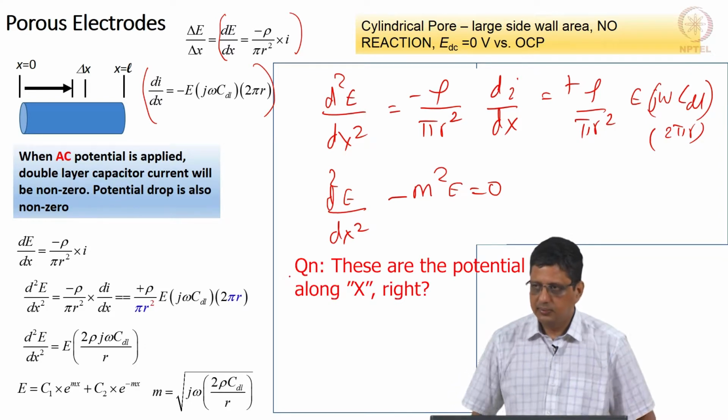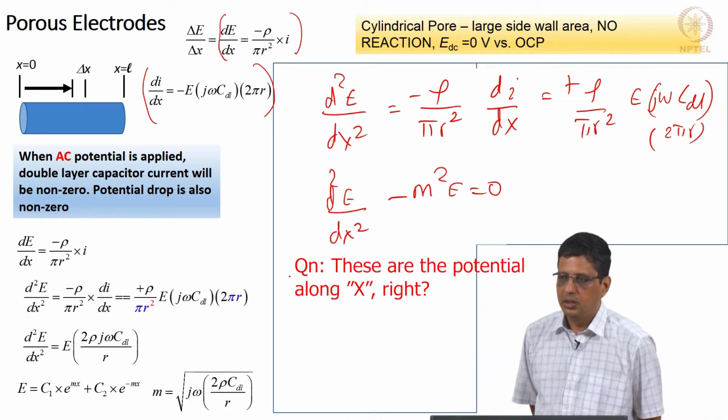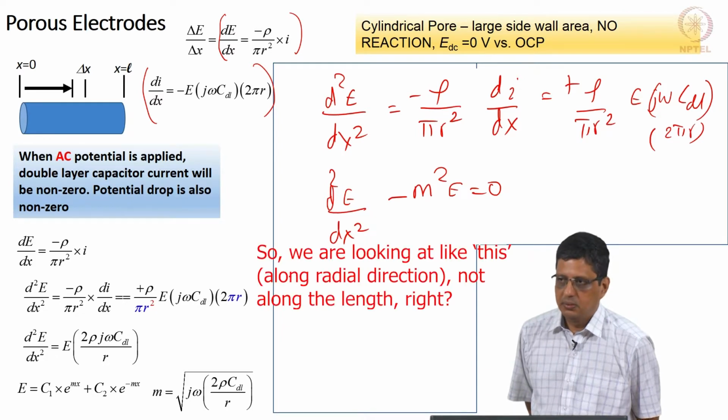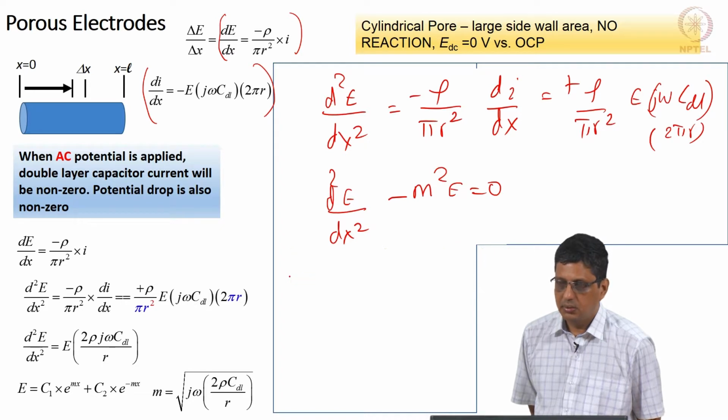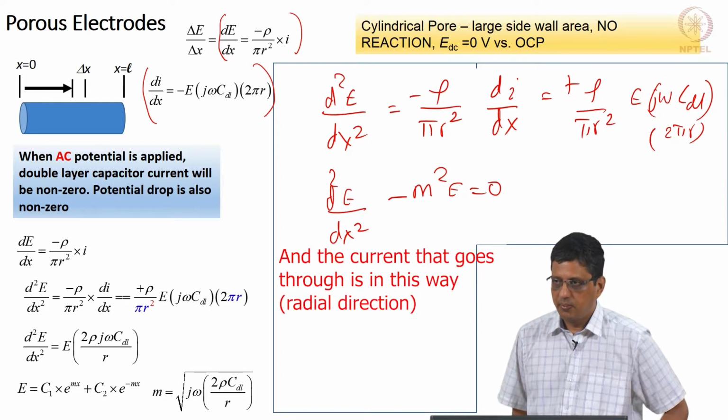So these are the potential at x, right? Yes. So we are looking at it like this, along the length. As in we are saying CDL is the capacitance of the pore wall. Yes. And we are saying the current that goes through will be the same.